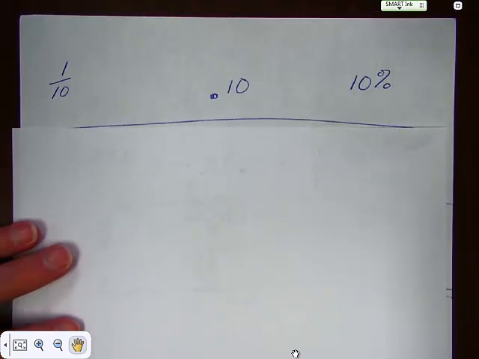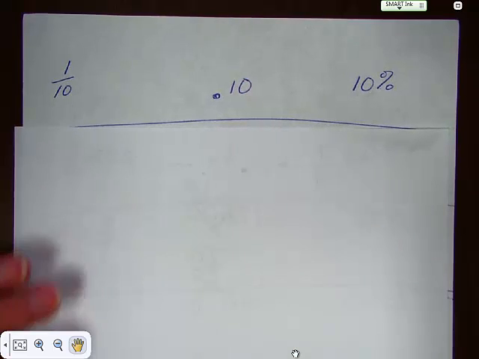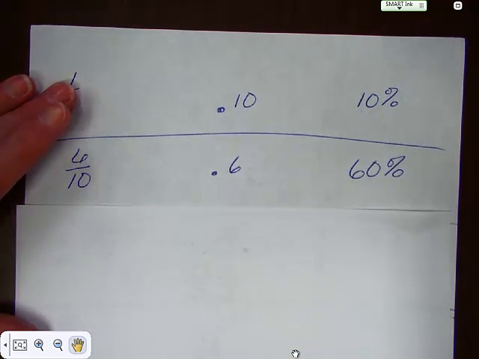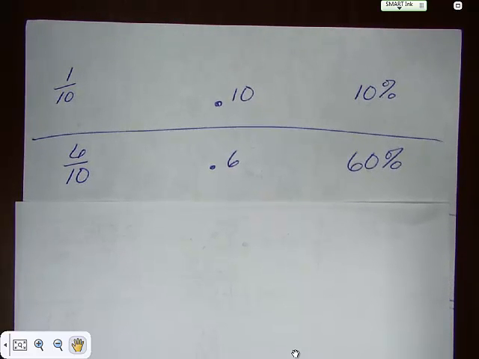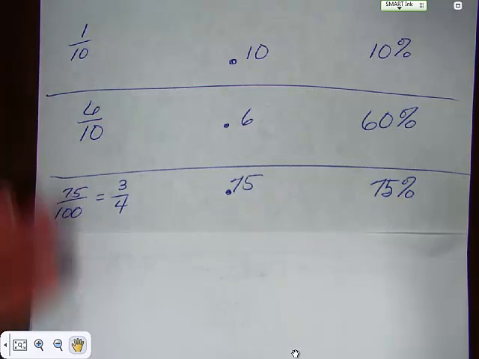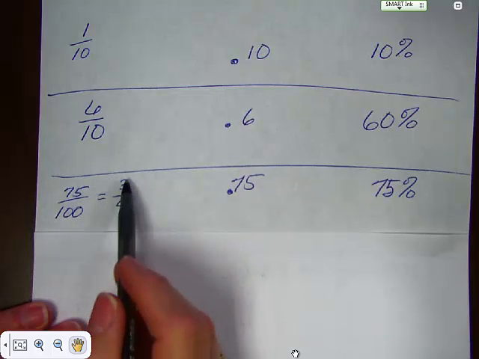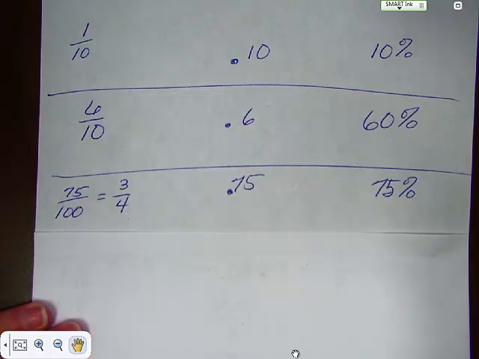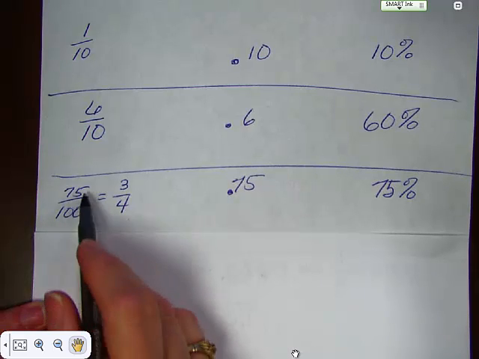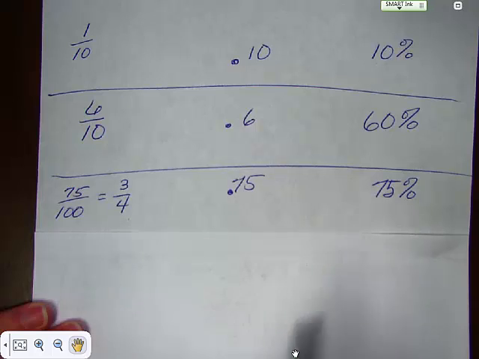Okay, here's just a few just to kind of help you to refresh your memory a little bit. If you have 1/10, I think most of us know it's 0.10, and it would be 10%. 6/10, 0.6, 60%. 75 over 100, well, you can do that a lot of different ways. You could take it down to 3/4, but for our purposes, we really don't want to do that. We want to leave it as 75 over 100, 0.75, and then 75%.